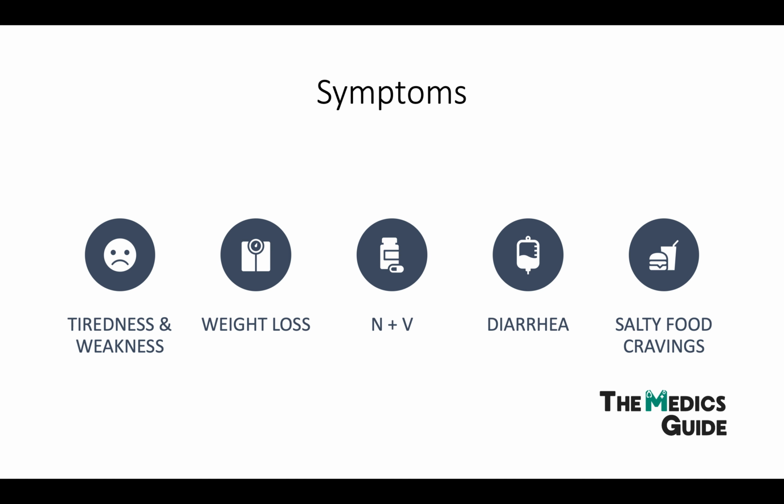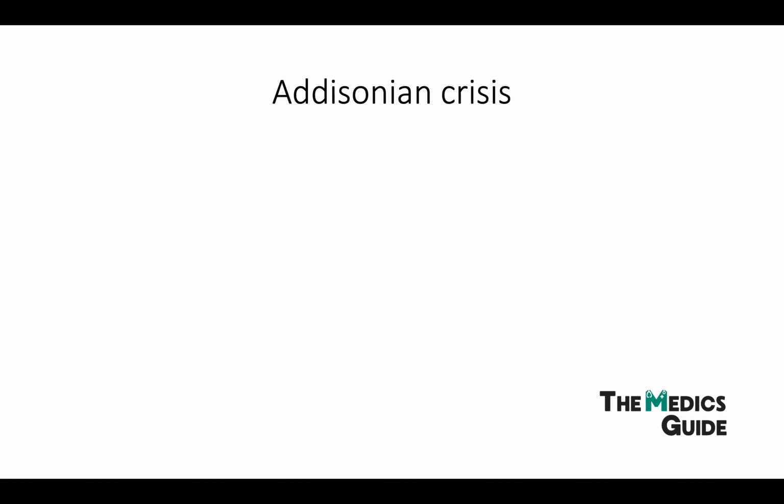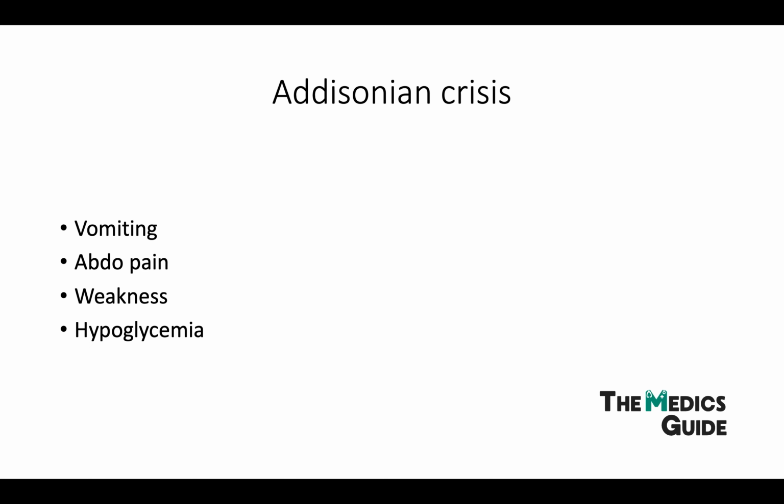Now, something very serious to be wary of is an adrenal crisis, which is a sudden drop in glucocorticoid levels. Now, this is commonly caused when a long-term patient stops taking their medication suddenly, and this will present with vomiting, abdominal pain, weakness, hypoglycemia, and hypovolemic shock, and they need urgent treatment.